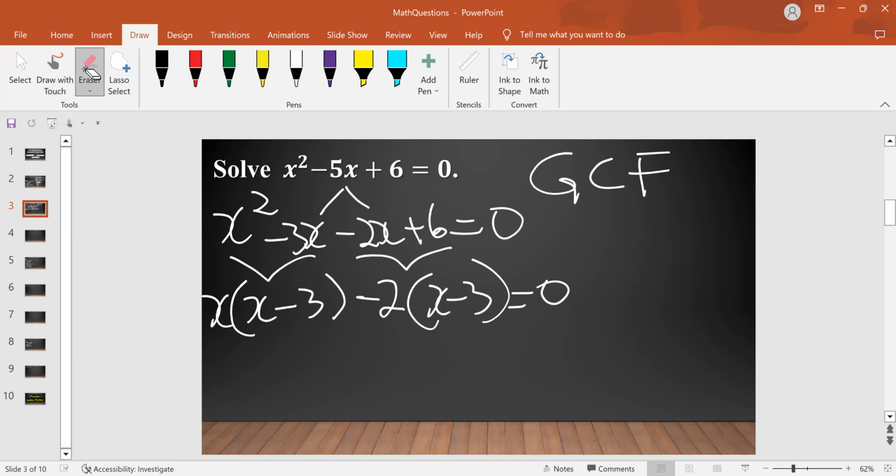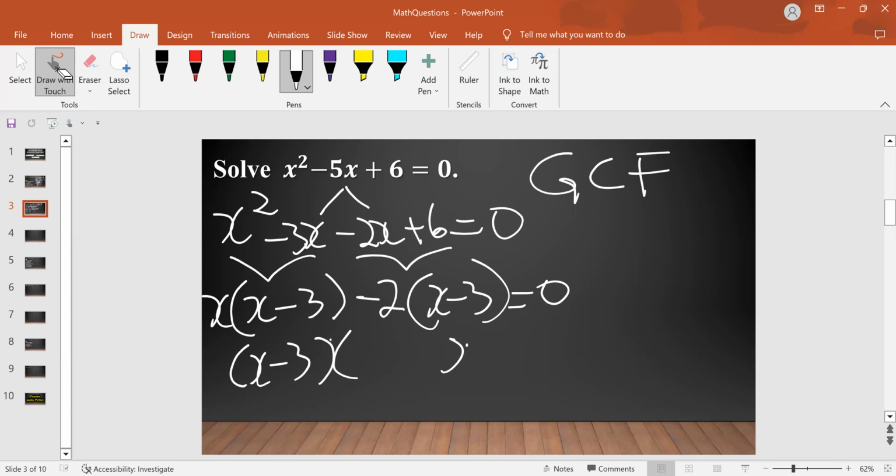Now, almost done. We'll try to finish the factoring part, which is to make this parenthesis. And here you're going to have x minus 3. So the same factor we have, okay, as this one here and this one. And now what we have outside, so leftover, will be x minus 2, and is equal to 0. Okay, so we factor the expression x squared minus 5x plus 6.